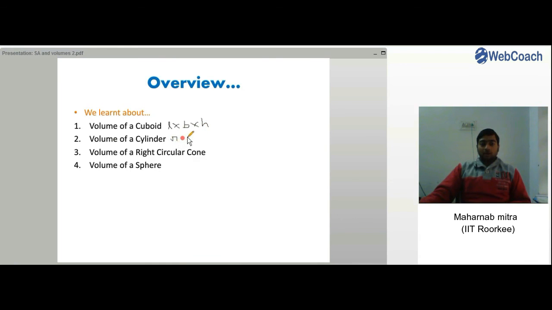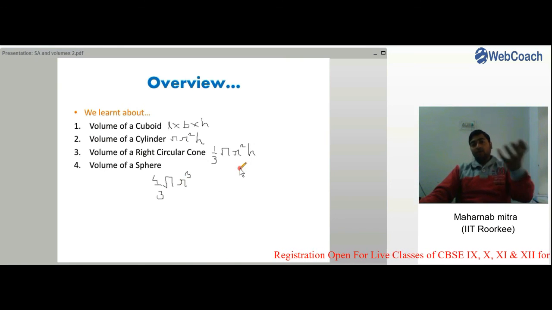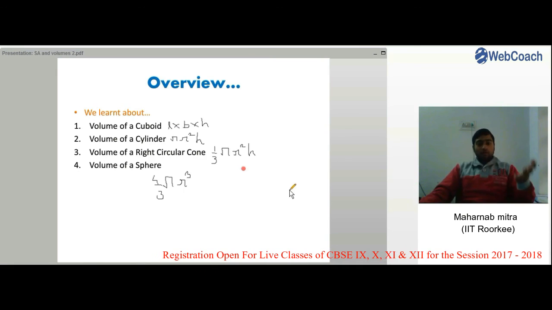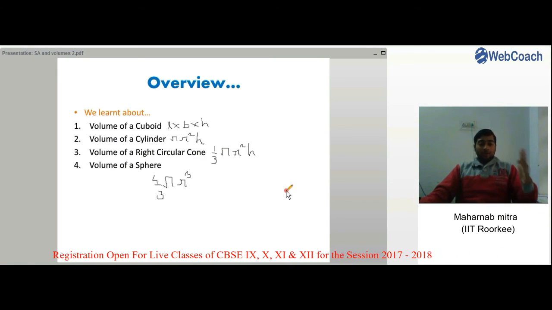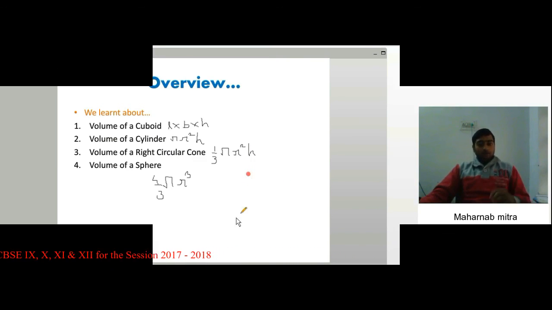Volume of cylinder was pi r square h. Volume of a right circular cone was 1/3 the volume of cylinder, right? 1/3 of pi r square h. And the volume of sphere, which we have just learnt, is 4 by 3 pi r cube. And all the units will be in cubic units, either centimeter cube or meter cube. And be careful, all the units of length must be the same. Length, breadth and height should be of the same units. Radius and height also should be of the same units.